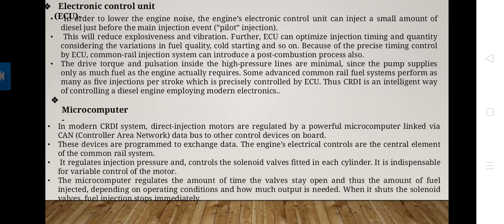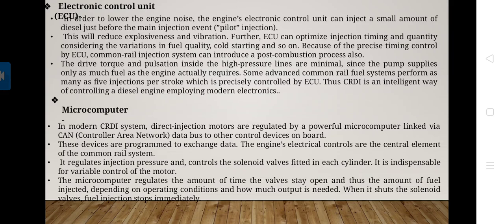Next is the electronic control unit, that is ECU. We know that the ECU is used here, and in order to lower the engine noise, the engine's electronic control unit can inject a small amount of diesel just before the main injection event, which is also called pilot injection. This will reduce the explosiveness and vibration. This ECU can optimize the injection timing and quantity considering the variations in the fuel quality, cold starting, and so on.